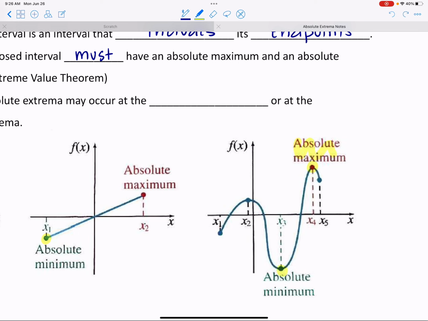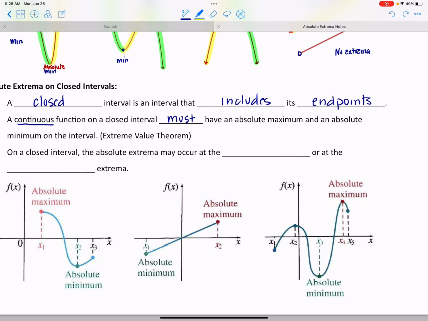Okay, but if we're looking for absolute extrema on a closed interval, there are limited places where they could happen. They could happen at our turning points, and they could happen at our endpoints. So on a closed interval, we have to have these absolute extrema, and they have to happen at either the endpoints of that closed interval or at the relative extrema that are happening in between. So it's one of those two places where we see our max or we see our min.